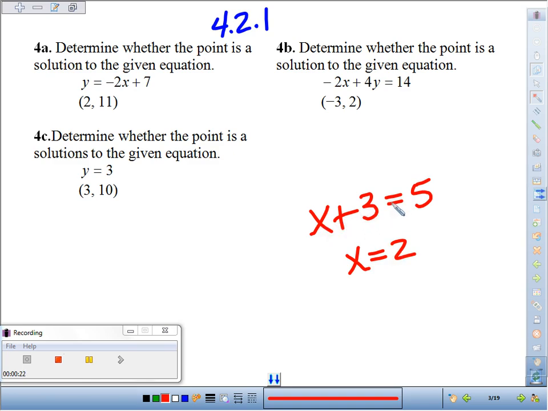makes this statement true. And it's no different when you have equations with two variables, a y and an x. You have to be able to substitute the x and y values in, and it has to make the equation true in order to be a solution.